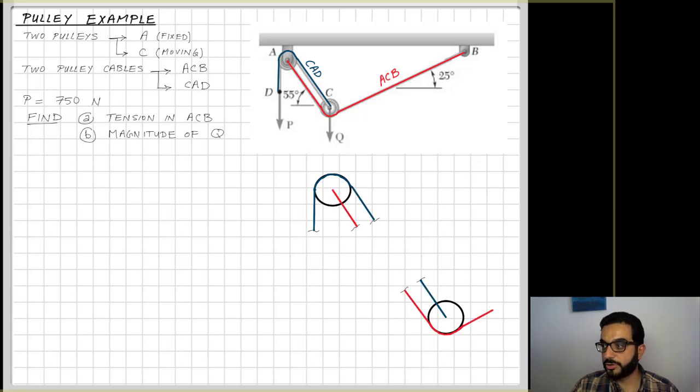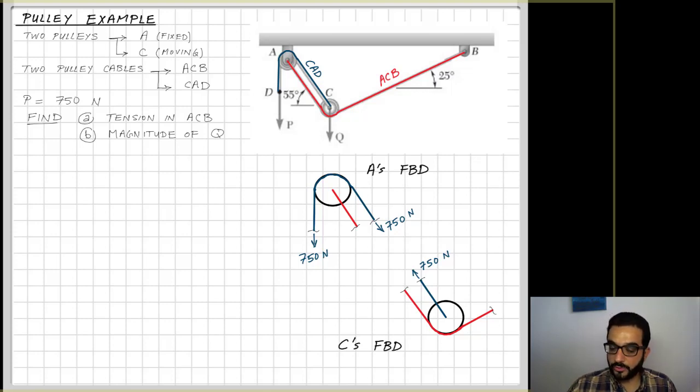So now it's time to draw the free body diagrams of each: A's free body diagram and C's free body diagram. And again, you can relate the cables and their colors to the original problem. If I start with the point where I apply the input force P, 750 Newton, I see that at the end of this cut that I'm doing at the end of cable CAD, the force flows through the cable, 750 also. And this same cable is shown on the free body diagram of pulley C, and it also feels 750 Newton. So the force that I'm using to pull the load, 750 Newton going down, flows through the cable CAD.